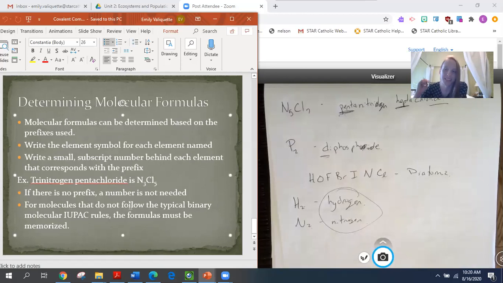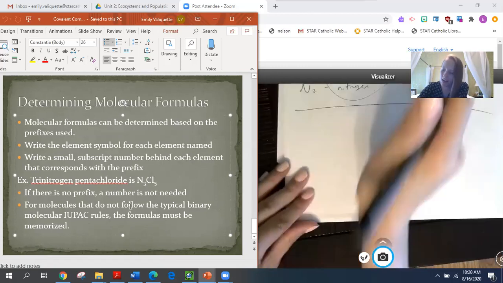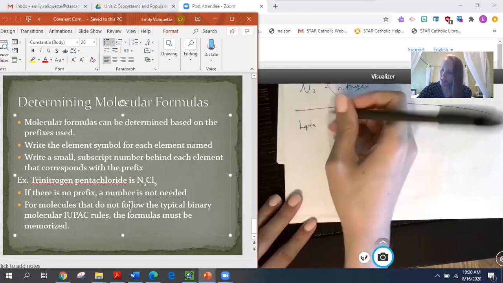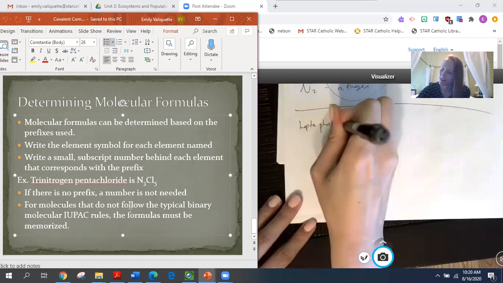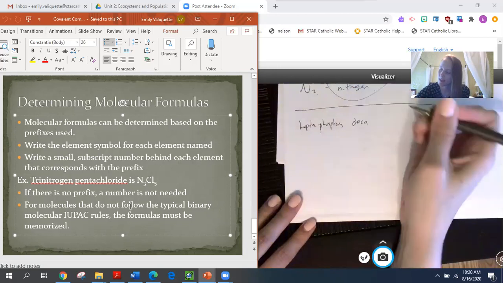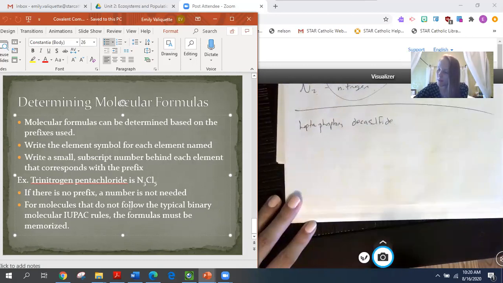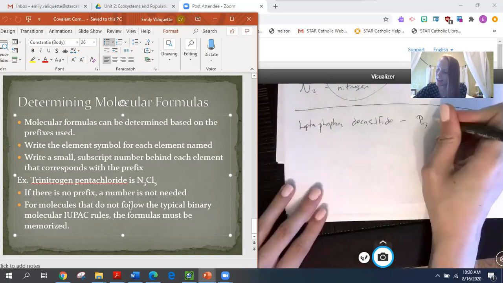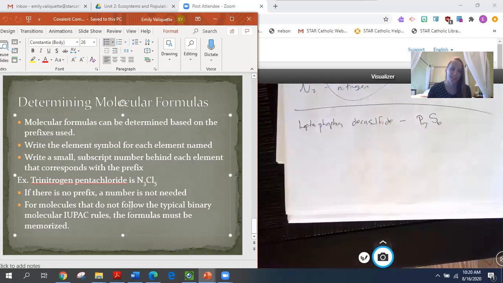So let's give you an example to try. If I said heptaphosphorus decasulfide, what would that look like? Well, because it's heptaphosphorus, that's 7 phosphorus, and sulfur is deca, so that's 10. And that's as straightforward as it is.